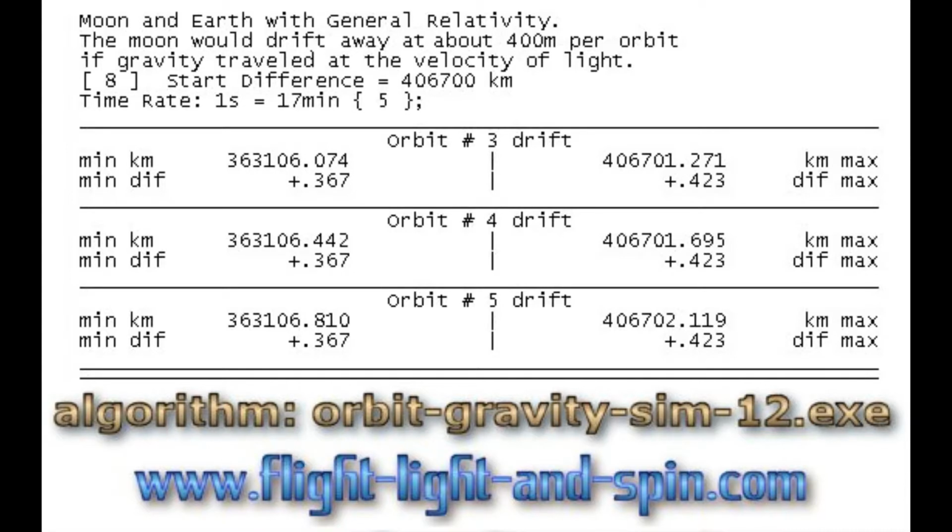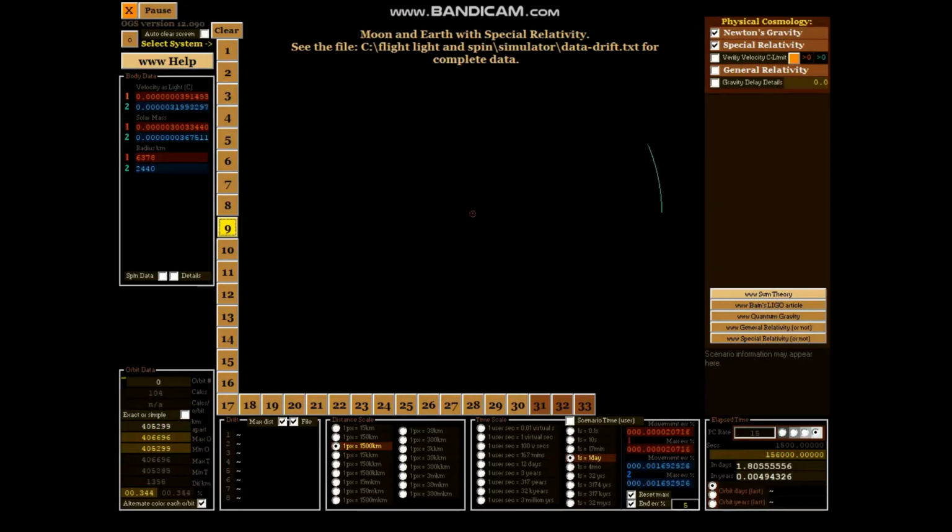The gravity delay results in the Moon moving away from the Earth at a massive 423 meters per orbit, as this graph shows. But special relativity entails accelerations being reduced as the velocity gets closer to the speed of light. So we need to demonstrate this effect with scenario 9.